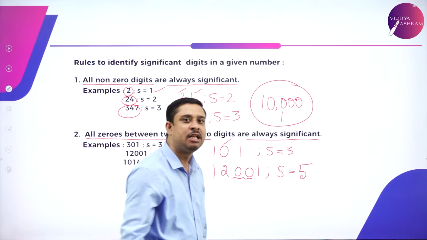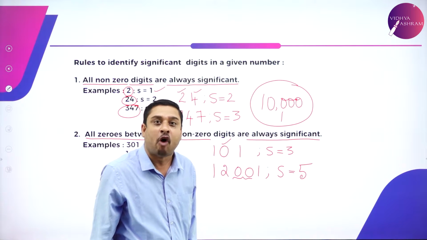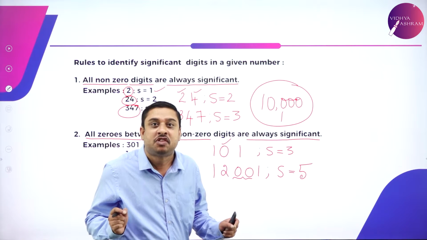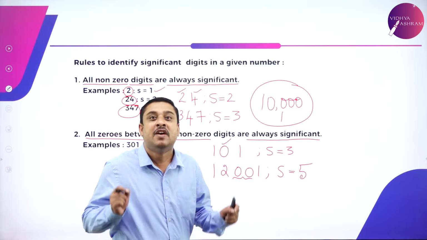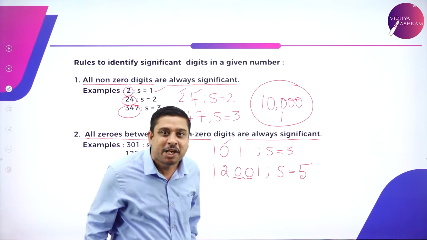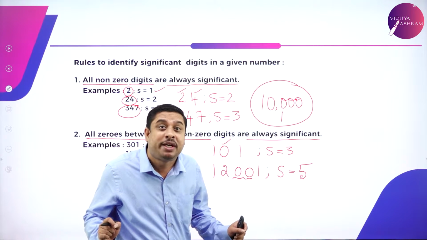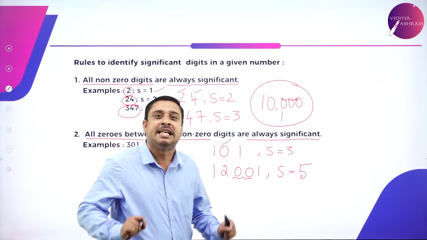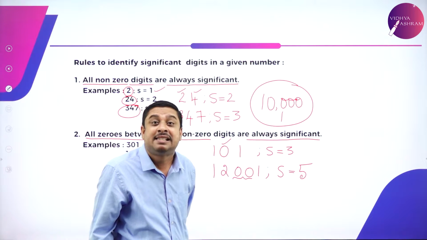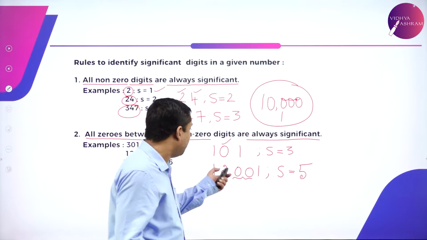So very clearly from the second rule, I am following that any number of zeros which are present between two non-zero digits, however many zeros come between two non-zero digits, we consider those zeros as significant. Fine.